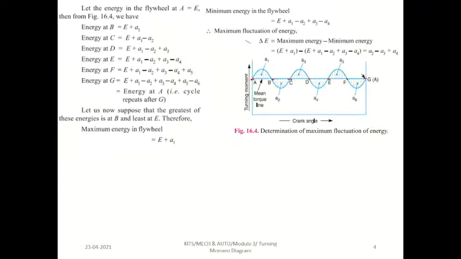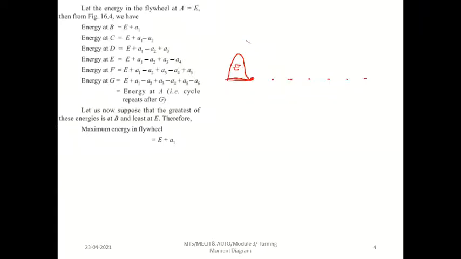Listen carefully. This diagram is starting at A. So first of all we should know how much energy is at A. Initially some energy will be stored in the flywheel. That energy is called E. That's what I have written here.